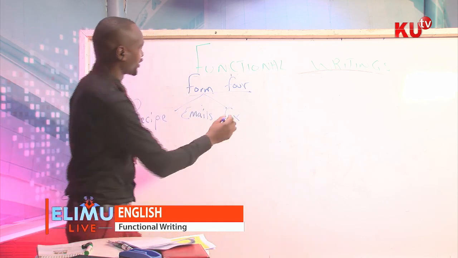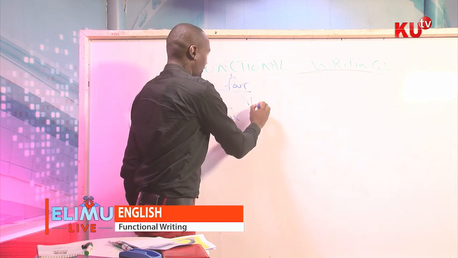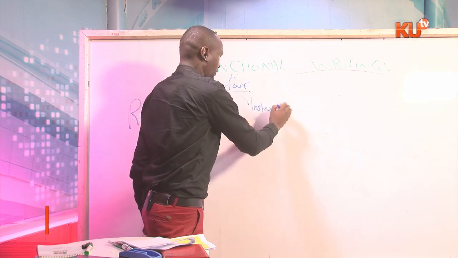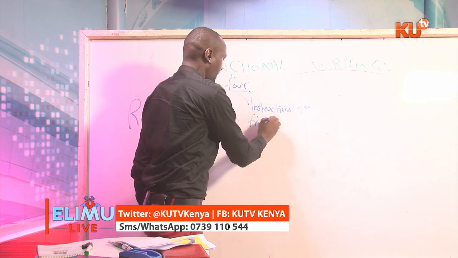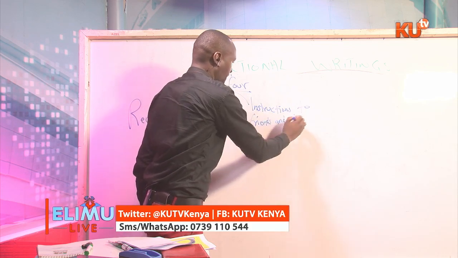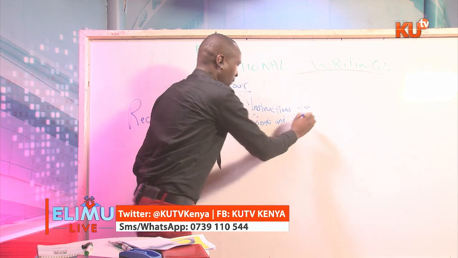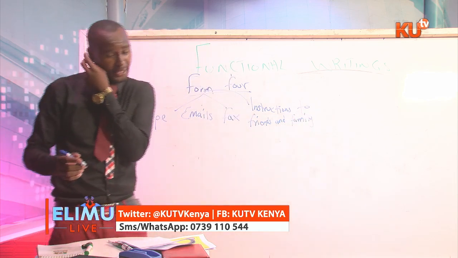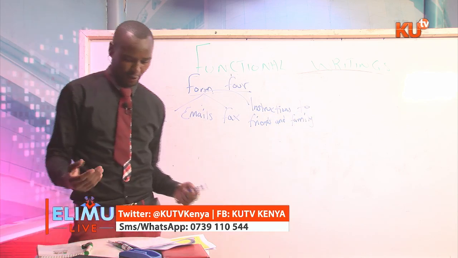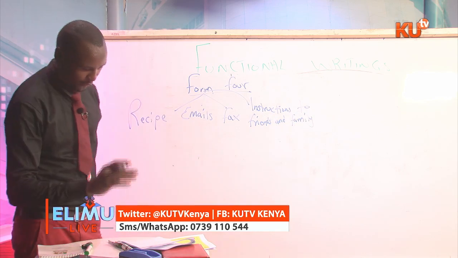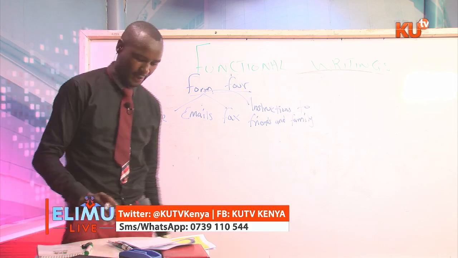And then instructions. Instructions to friends and family. You instruct somebody. If there is something you want to be done and you are leaving, you write the instructions. We'll cover that when we cover the Form 4 work.